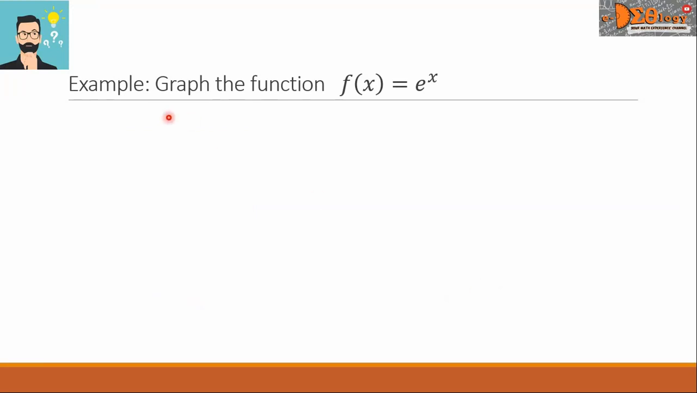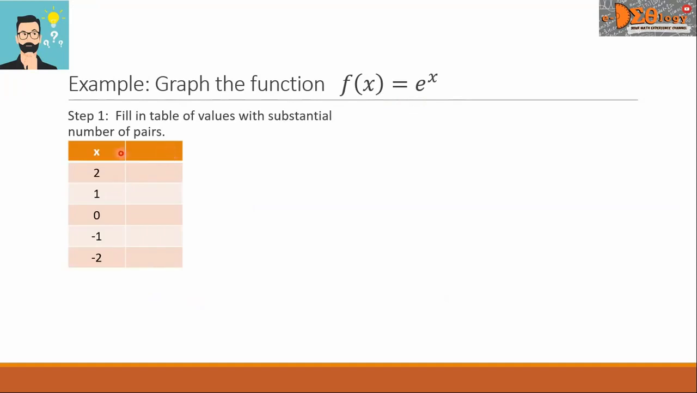Let us have an example. Graph the function f of x equals e raised to x. Our step 1 is to fill in a table of values with a substantial number of pairs. So we have the x with these 5 values. We have the f of x. We have the corresponding f of 2, f of 1, f of 0, f of -1, f of -2, respectively.